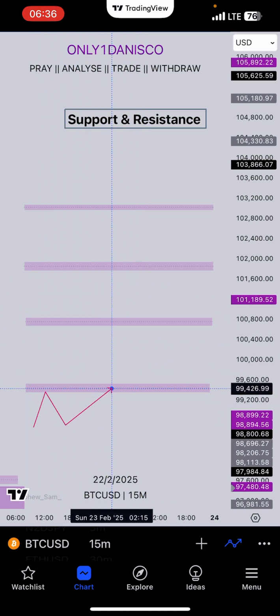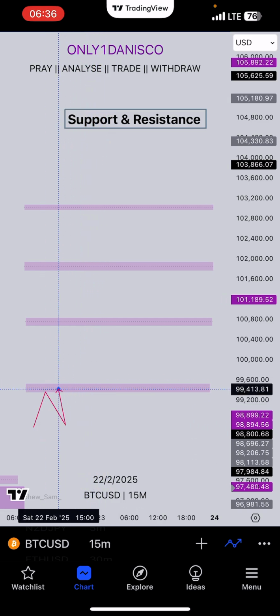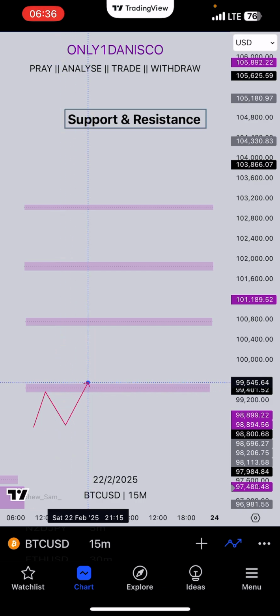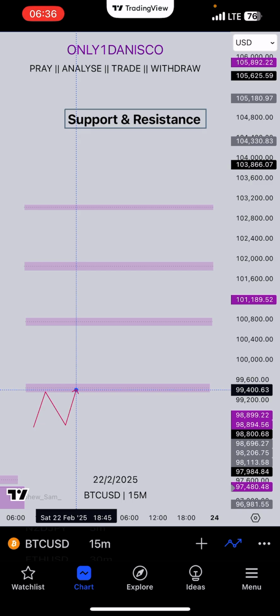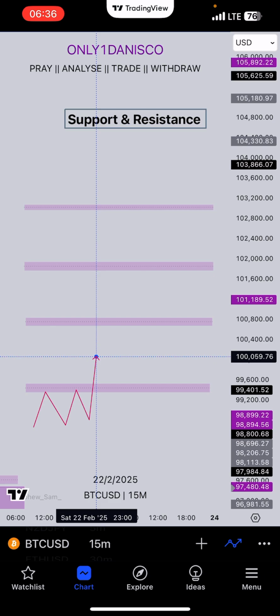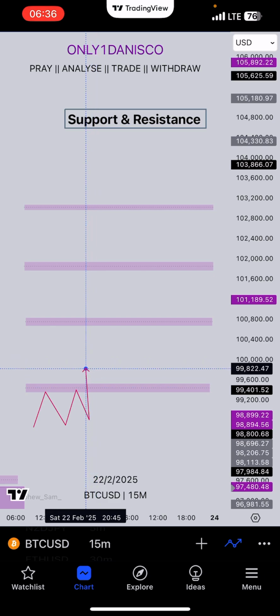Now this is the acting support, acting resistance right now, until it is broken. You get the point? The price can test it and test again, reversing. You can see it has tested once and tested again. The next test of these zones can break the zone. Let's say the price broke the zone.